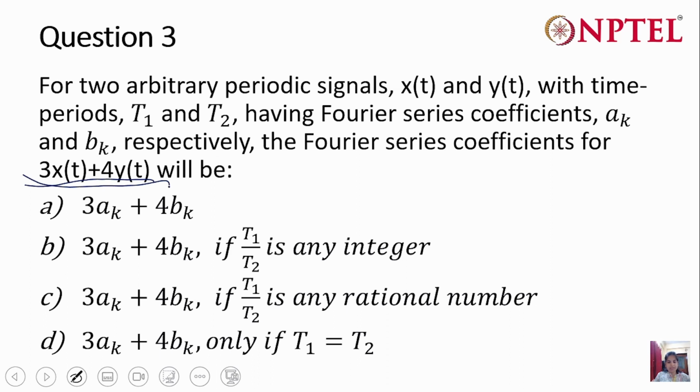And what is the condition for the Fourier series to exist? Basically, should T1 and T2 follow anything?